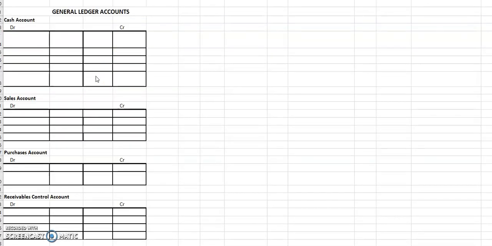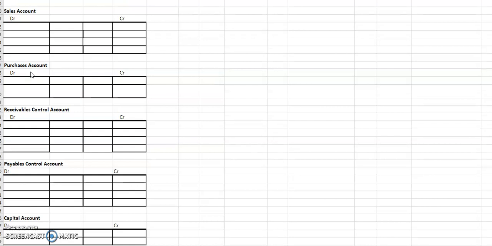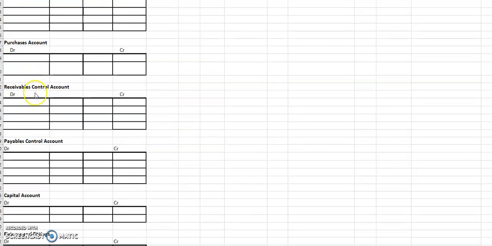So we have a cash account, all the figures for cash will go in there. A sales account, a purchases account, the same. And a receivables control account, payables control account. I'm going to explain a little bit about those now. So receivables control account and payables control account, what are they?